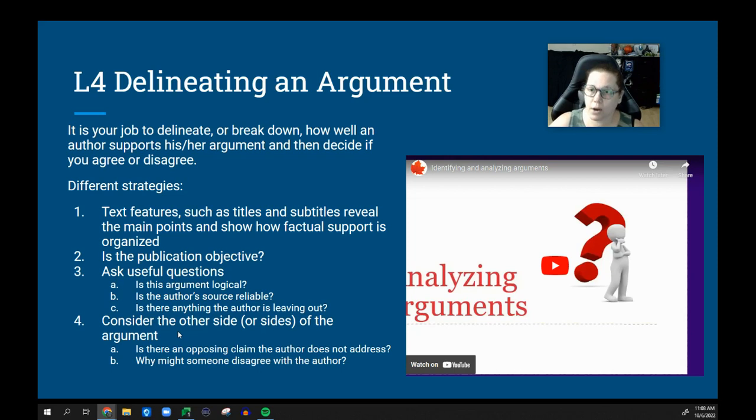So you're going to have a counterclaim paragraph that you have to write in your essay for next unit. Remember, we do not have an essay for this unit. You will have a unit test for this unit, but for next unit, you are writing an argumentative essay. So you really need to know these skills. So let's go ahead and watch another video on identifying and analyzing arguments.